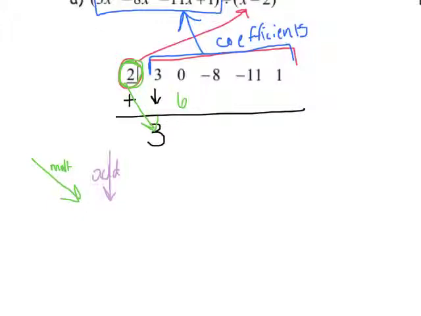Okay? Now I do 0 add 6. 0 plus 6 is 6. Okay? Do it again. I know this doesn't make any sense why this works. It just works. 2 times 6 is 12. Now, negative 8 plus 12 is 4. Do it again. 2 times 4 is 8. Negative 11 plus 8 is 3. Lastly, 2 times 3 is 6.